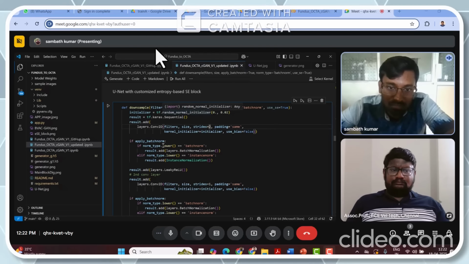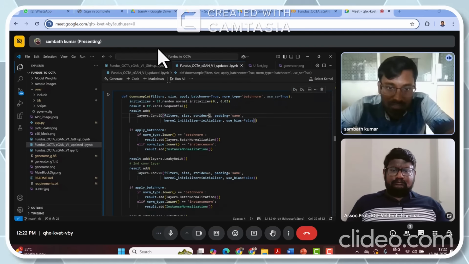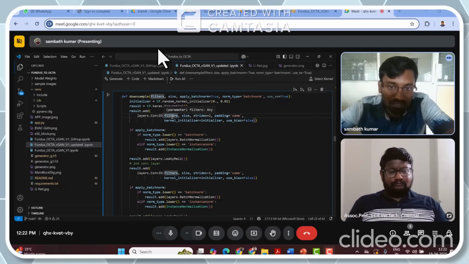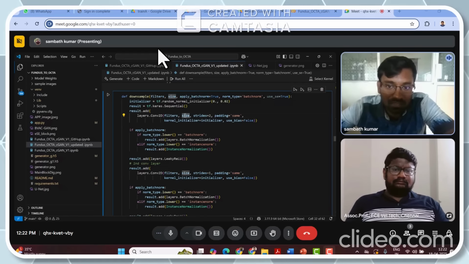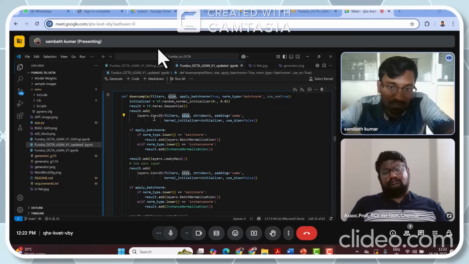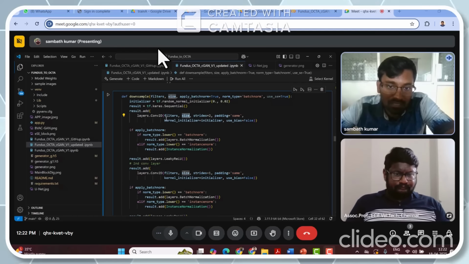In the downsample, we have 3 different convolution layers. These are the first stage of the convolution layers. Here we have filters; in the first stage we start with 64 filters. Then there is the kernel size of the convolution layer. Then we set the strides, and here we choose 2. This is the first convolution layer. Here we deal only with 2D images, so we have taken Conv2D.